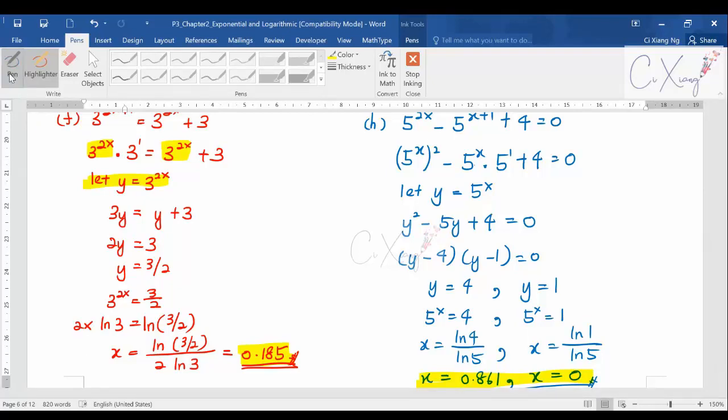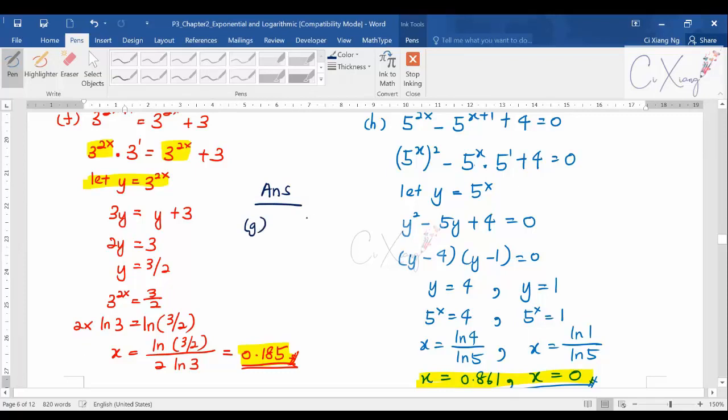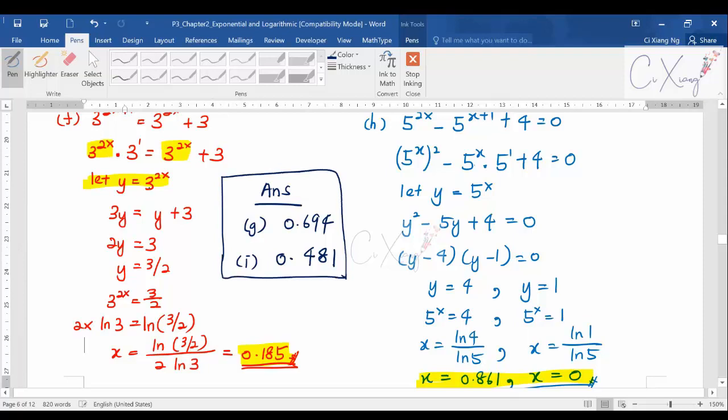So this is what you have for part F and H, and therefore please attempt part G and also part I yourself. I'll give the answer for part G. The answer for part G should be 0.694, and the answer for part I is 0.481. So please try these two examples and see whether you can get the answer or not. They belong to the same pattern as part F and also part H.